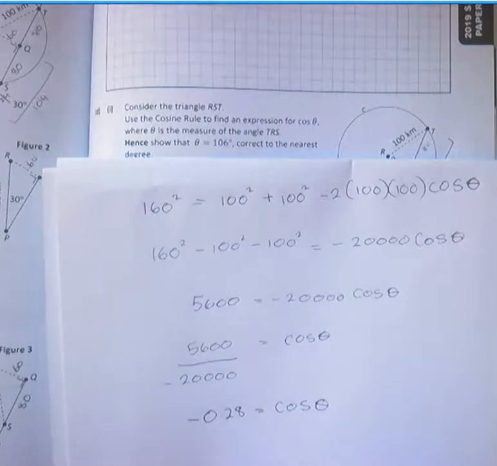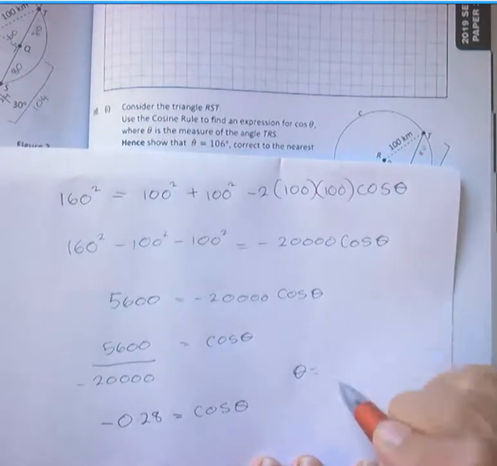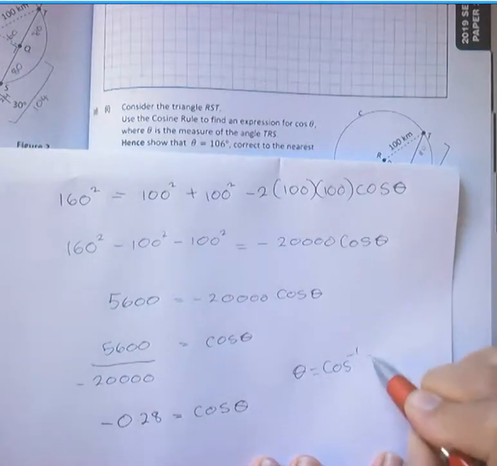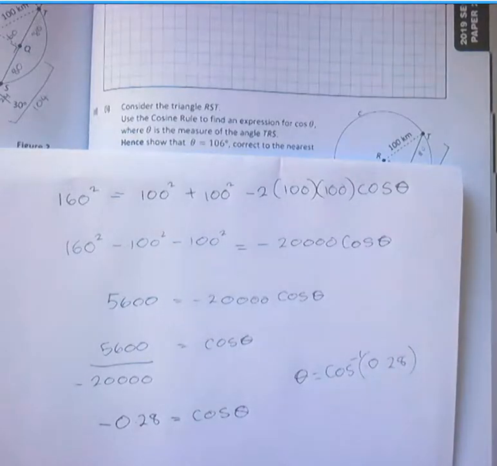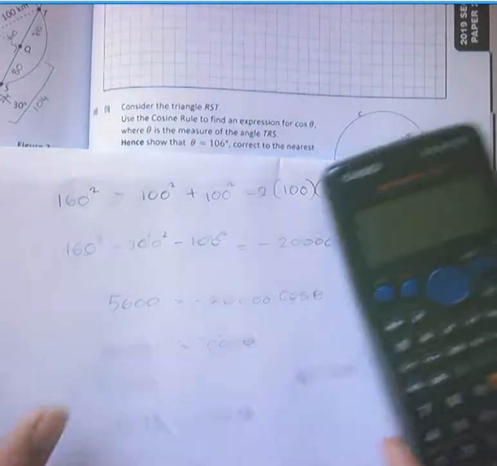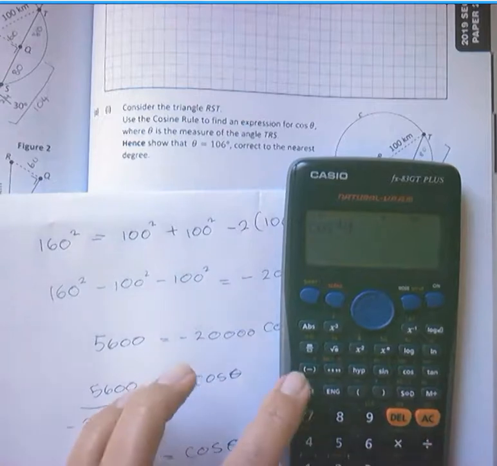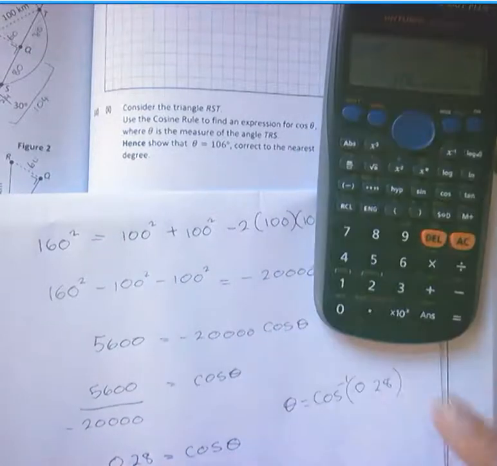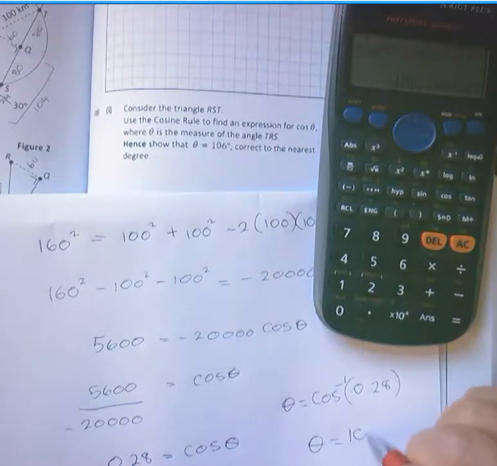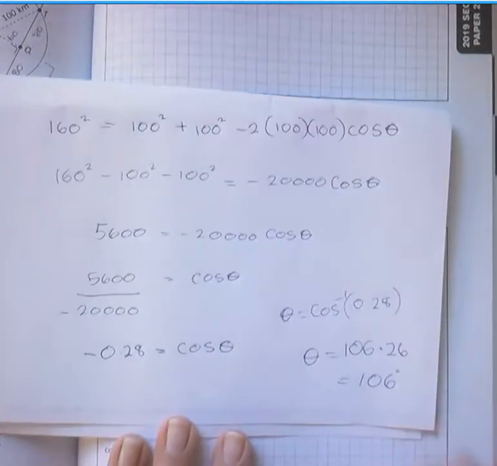And then you want to find the theta on its own. So theta is equal to cos inverse of 0.28, and it's a minus 0.28. So if we do that in the calculator, hopefully it works. We go second function, cos inverse minus 0.28. Close your bracket, equals, and that gives us that theta is equal to 106.26, which is closest to 106 degrees. Okay, which is what they were asking you to do.